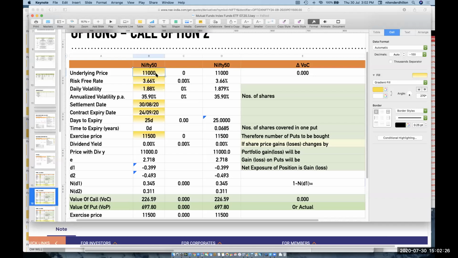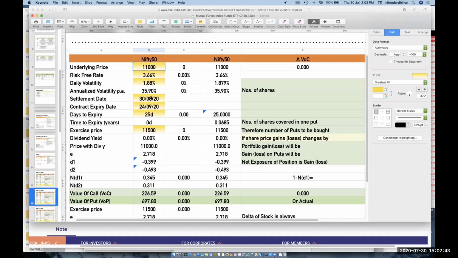This is already less than 11,500. In the next 24 days, is it likely to go from 11,000 back to 11,500? Chances seem a little remote. So now this guy will start, if you look at the calculations, the independent variables have been entered in yellow, and my system is now throwing up a value of the put to be, let's say 697, roughly 700.